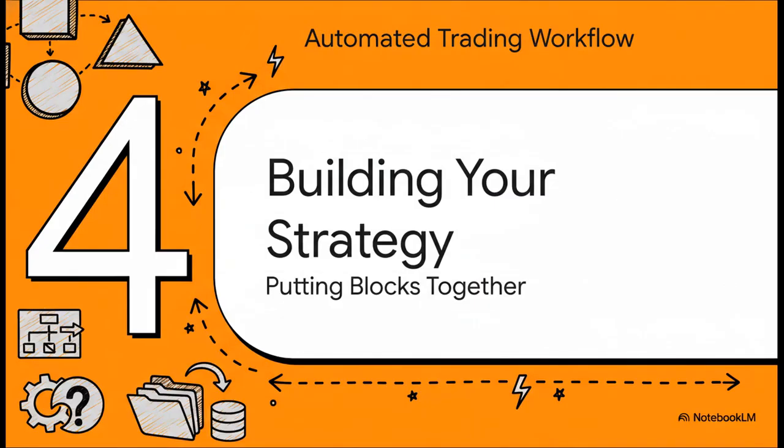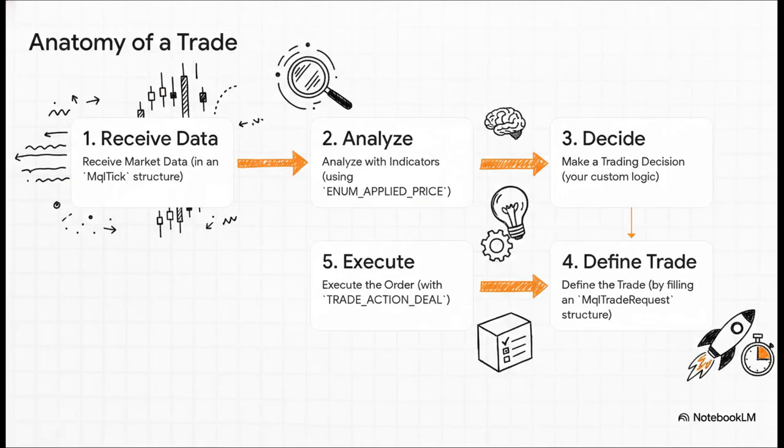Okay, so we've seen the visual controls, the logical commands, and the data packages. Now let's put all of these building blocks together and see how they create a single automated trading workflow from start to finish. So here it is, the life cycle of one automated trade. First, your program gets that live market data in an MqlTick structure. Second, your analytical logic kicks in, using indicators that you've pointed at the right data with ENUM_APPLIED_PRICE.